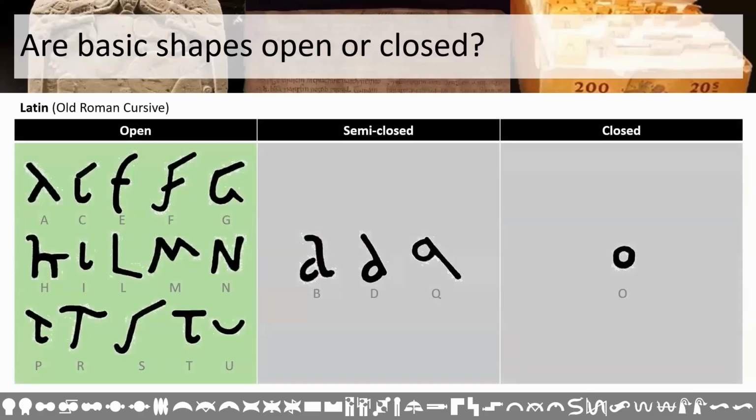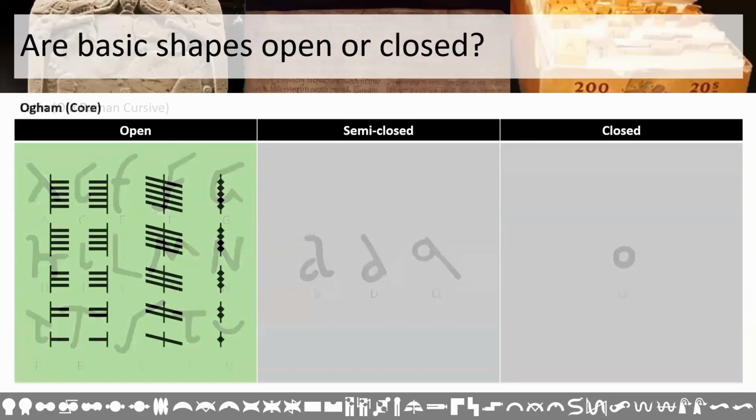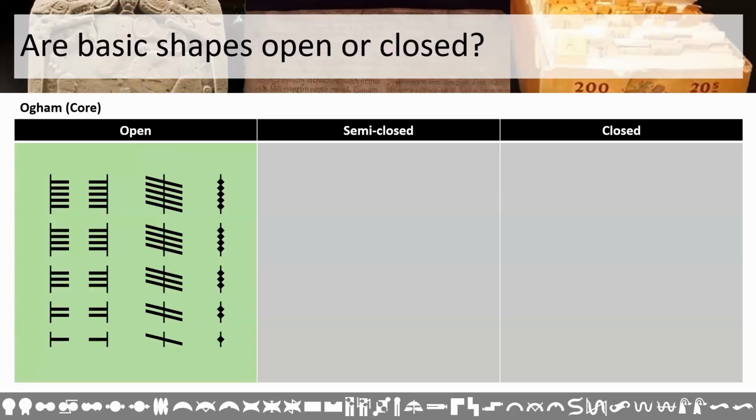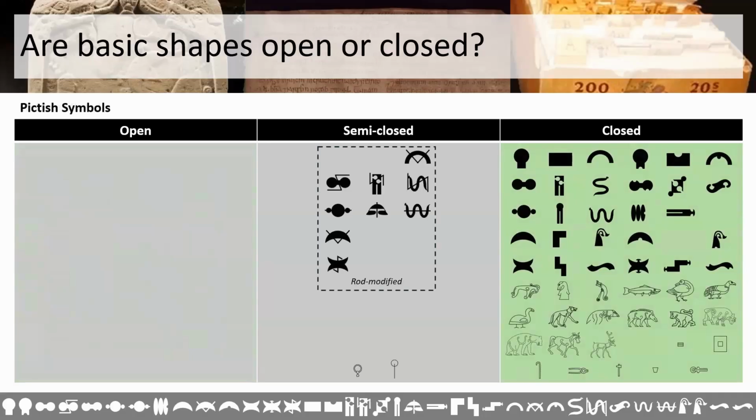Are basic shapes open or closed? So you can see Old Roman cursive, the majority of basic shapes are open, and we've only got the one lonely O that's a fully closed basic shape. If we revisit Ogham, they're all open. So up one end of the spectrum. And then if we look at Pictish symbols, they're all up the other end of the spectrum. Almost all of them are closed. And those that are semi-open are semi-open in a regular way. So they're essentially closed shapes that are being modified by a linear modifier.